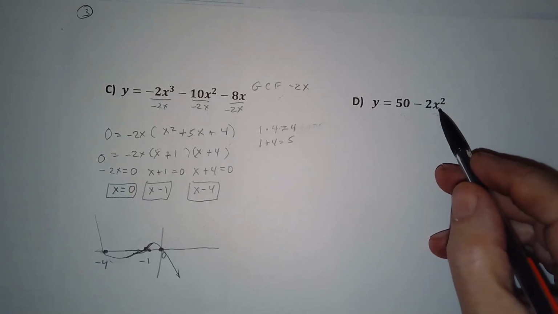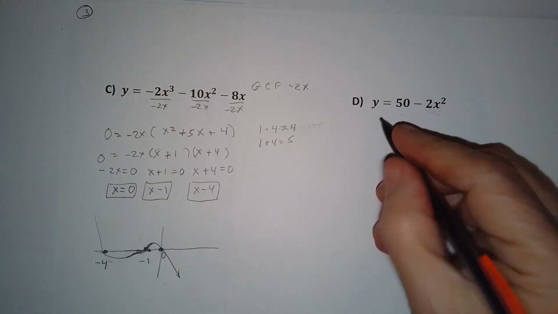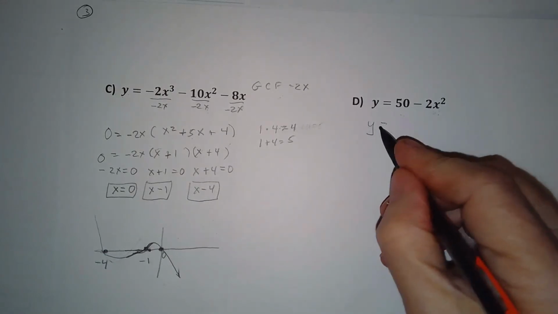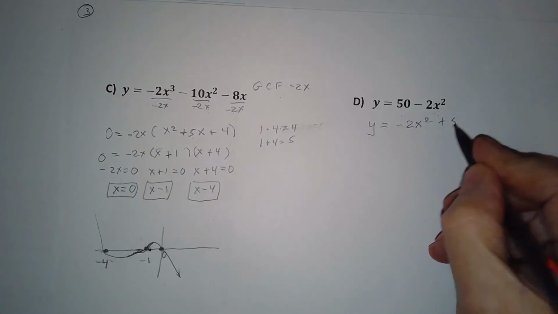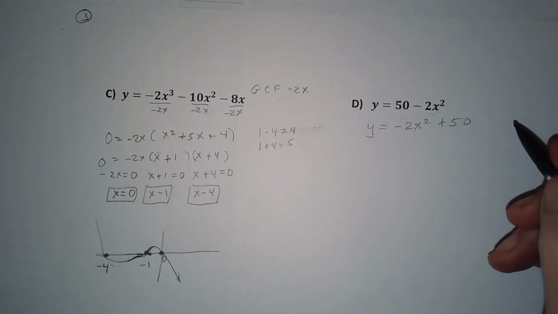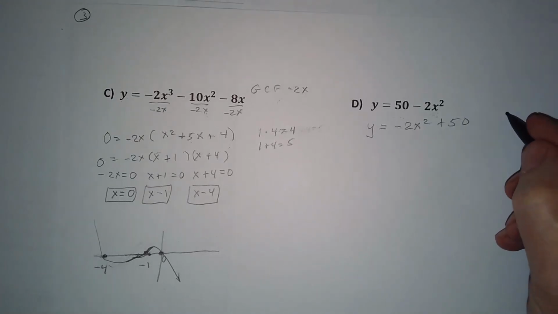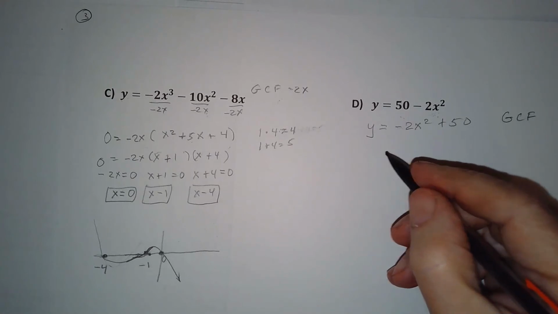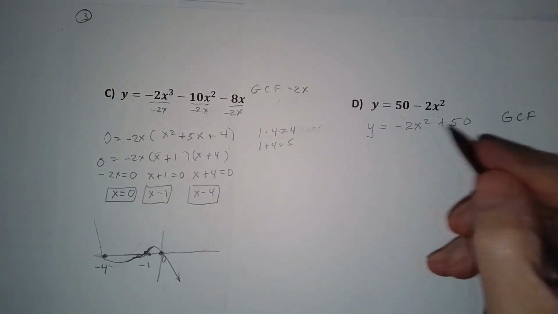That means we need to put the x squared term first. So we're going to rewrite this as y equals negative 2x squared plus 50. All right. So now that we've done that, we want to do the GCF. And let's set this to 0 too.